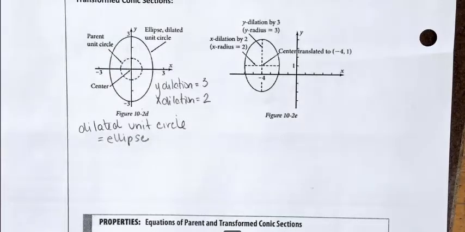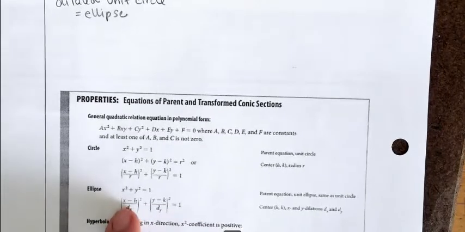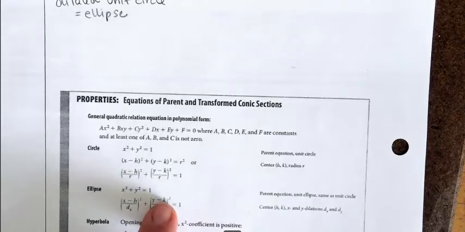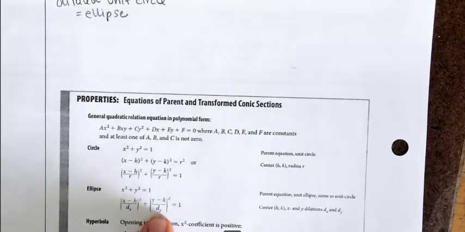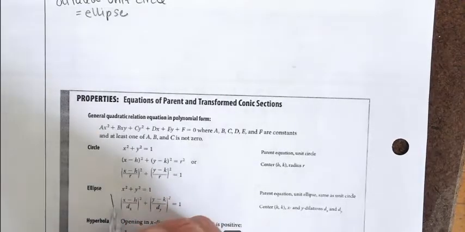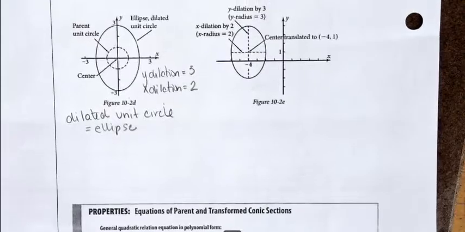Now the general equation for an ellipse is right down here, and you can see that you're going to take x minus h. If you have any transformations, if it's not centered at the origin, then h, k will be your center. And then these are your dilation of the x-axis and your dilation of the y-axis. So we're going to use this right now to help us come up with an equation for this ellipse right here.